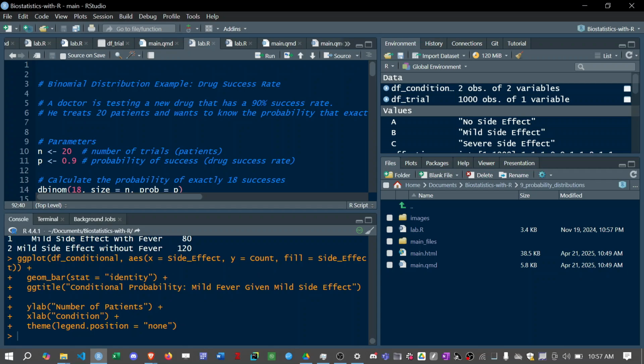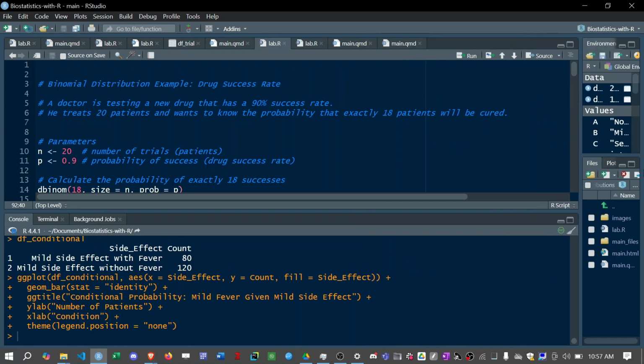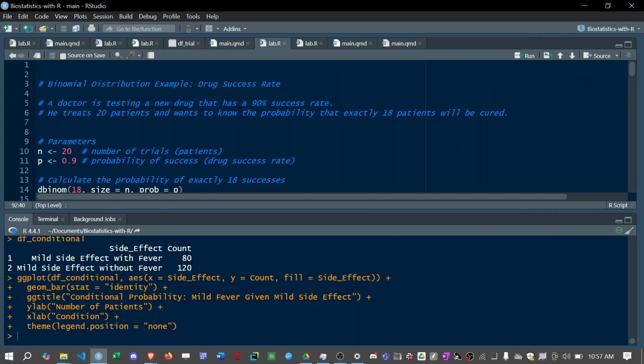So now let's look at some of what we have already talked about. We're going to be talking about, first of all, the binomial distribution. So here's an example. A doctor is testing a new drug that has a 90% success rate. So this is our P. He now treats 20 patients and wants to know the probability that exactly 18 patients are going to be cured.